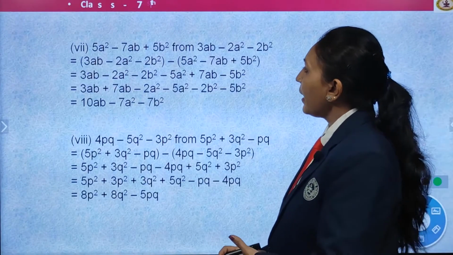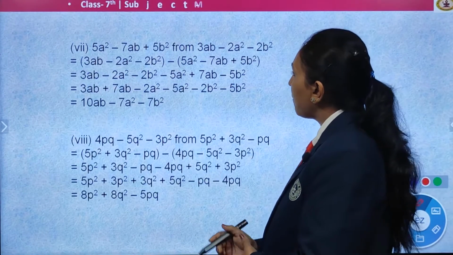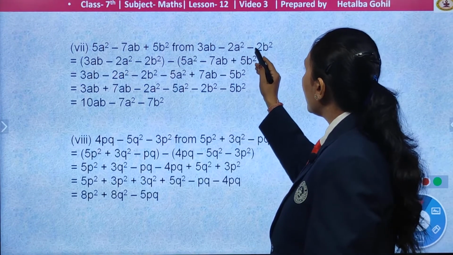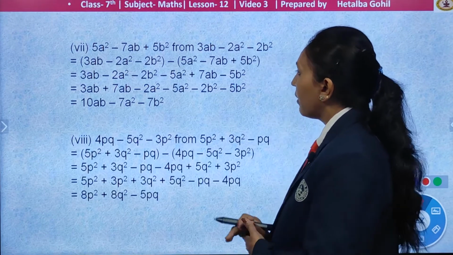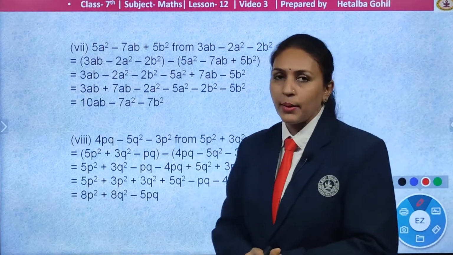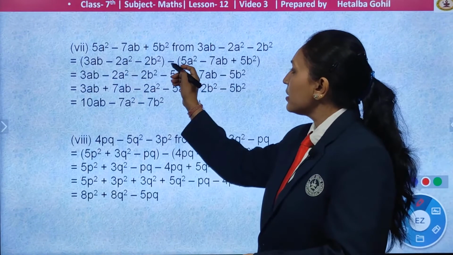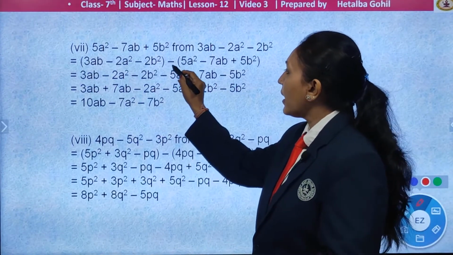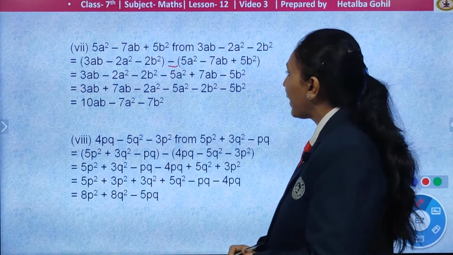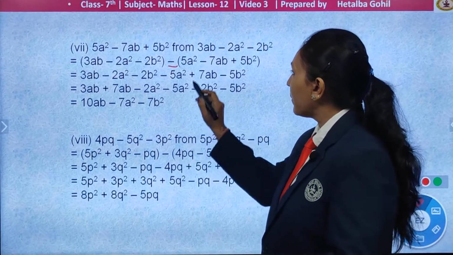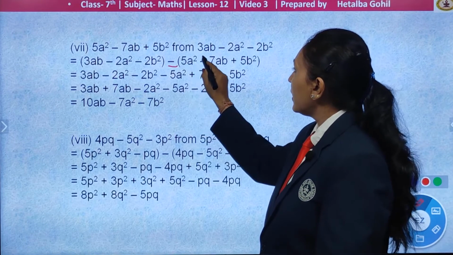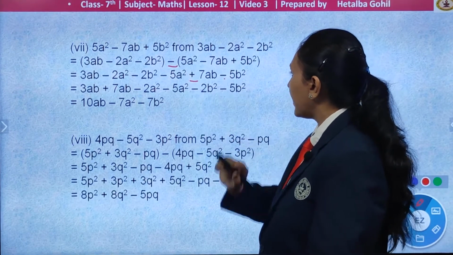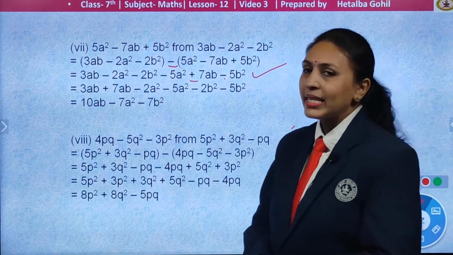Next one, 5a square minus 7ab plus 5b square from 3ab minus 2a square minus 2b square. Children, now as we have to subtract, put both the terms along with the subtraction sign to be simplified. So, whenever, as I told you, minus sign is outside the bracket, the sign inside the bracket becomes opposite. So, here it will become plus, minus minus plus, minus plus minus. So, finally, we reach this step here.